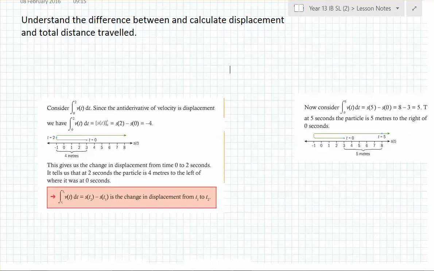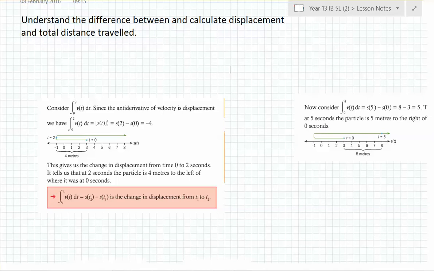Isn't this just time? Isn't this the same as what we did, the f of the upper bound minus the f of the lower bound? Well, when we integrated and then put in the bounds, the area. Yeah, all this is the area under the curve, but we're just talking a little bit about the difference between displacement and total distance. So it's basically the same thing.